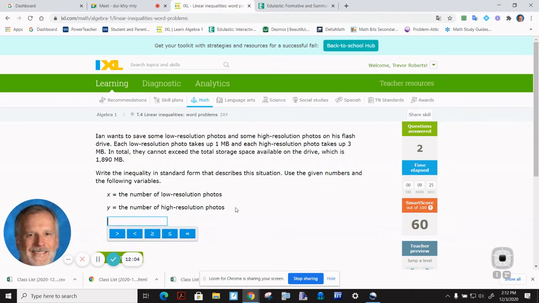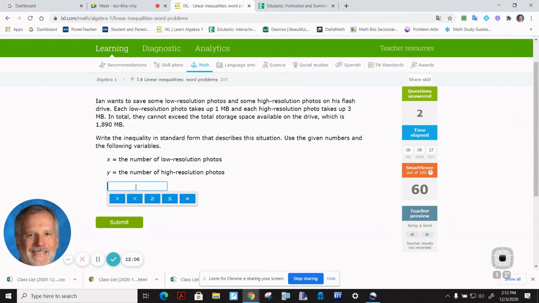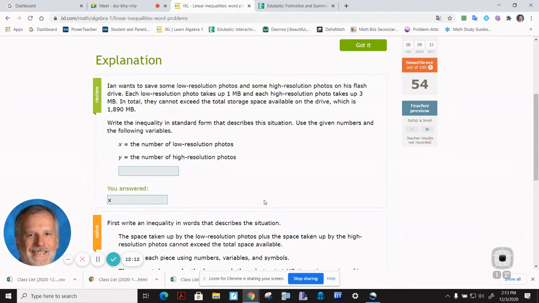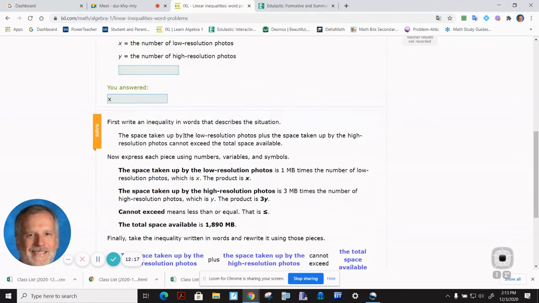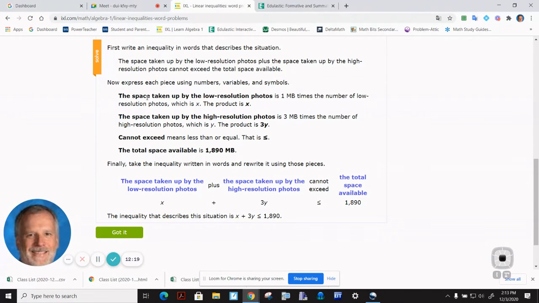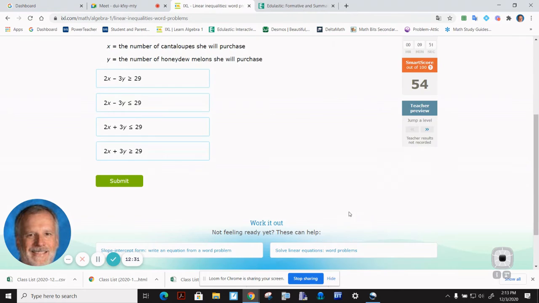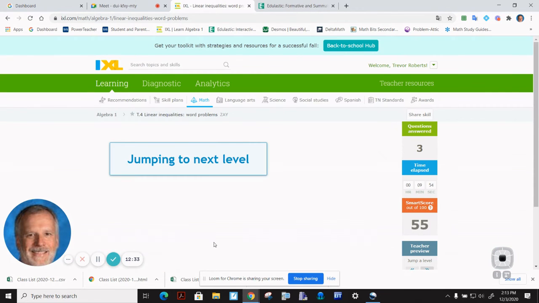Now, one of the things I want you to do, I'm going to tank this one on purpose. I'm just going to write in x. I hope you understand that IXL is there to help you. We've got the problem, what I've entered. Then they solve it for you and tell you how to do it, along with explanations on why we chose less than or equal to. We'll look at one more problem.